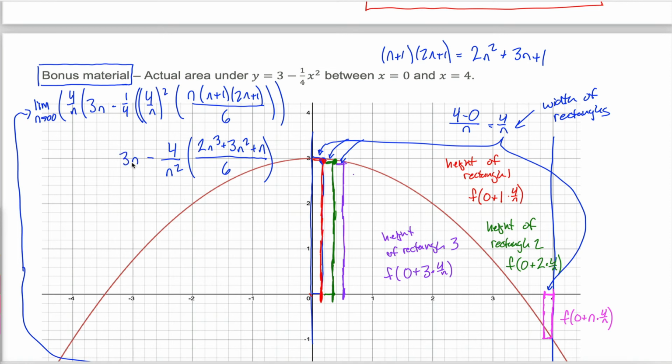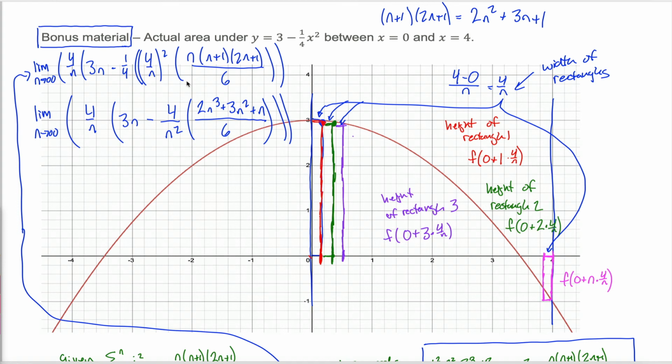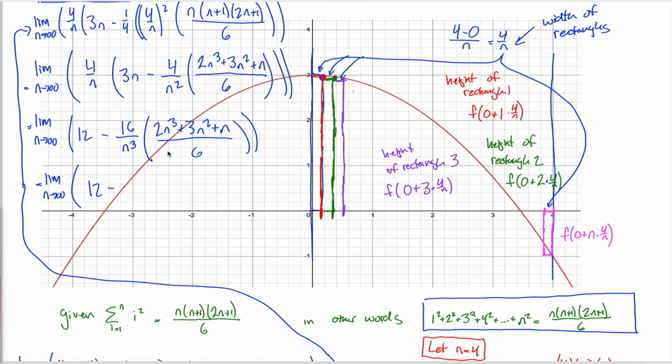I still have this 3n, and I have to take this 4 over n and distribute it through these parentheses. I don't know if you can tell, but it's starting to get a little bit simpler. If I take this 4 over n and distribute it through, 4 over n times 3n, 4 times 3 gives me 12, and the n on the top and the n on the bottom cancel out. 4 over n times 4 over n squared gives me 16 over n cubed, and that has to get multiplied by 2n cubed plus 3n squared plus n divided by 6. Slowly but surely, I'm getting rid of parentheses. The second to last set of parentheses, these ones right here, I can get rid of by taking this negative 16 over n cubed and distributing it through the parentheses.